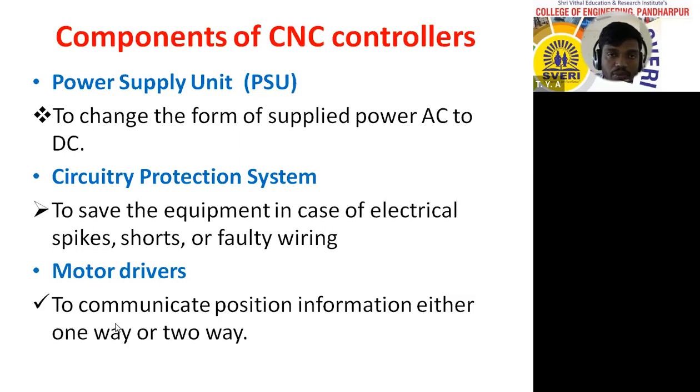what is the work of each component. So first is the power supply unit. To change the form of the supplied power, AC to DC, AC मधून DC मध्ये किंवा DC मधून AC मध्ये करायचं असेल तर त्याला power supply unit लागतं. So this is the first component. Second, circuitry protection system, to save the equipment in case of electrical spikes, shorts or faulty wiring.